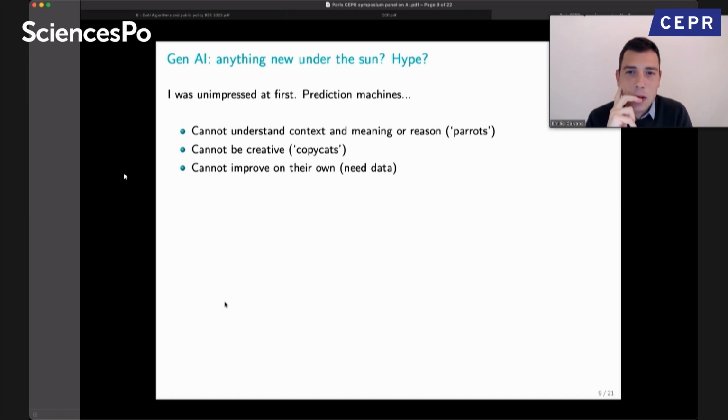I mean, here we're really looking at prediction machines, as Anton was saying. So these are basically statistical tools that are trying to predict the next word in a chain of words. So they cannot understand context or meaning, or they cannot reason. So they're basically stochastic parrots. Okay, so they do say things that sound like they understand, but they really don't.